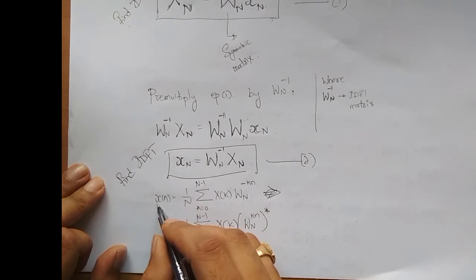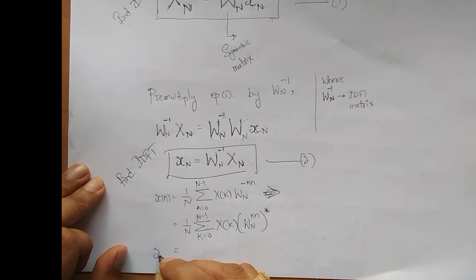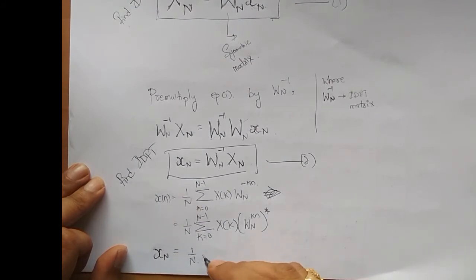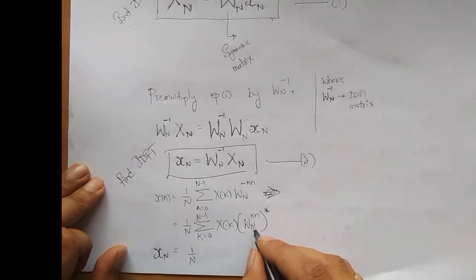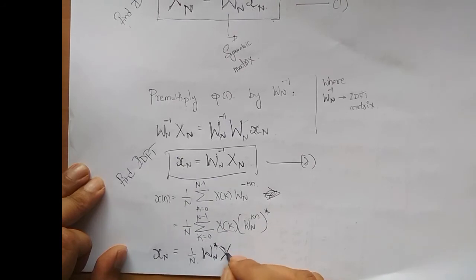Now I can write it in matrix-vector form as what? This is a sequence, a vector of length n, right? So I can write it as xn equals 1 by n scaling factor into Wn star into capital Xn, a vector. Let me call it equation 3.